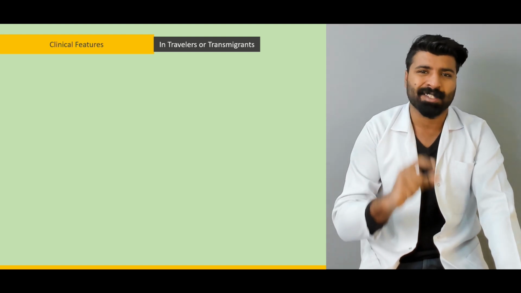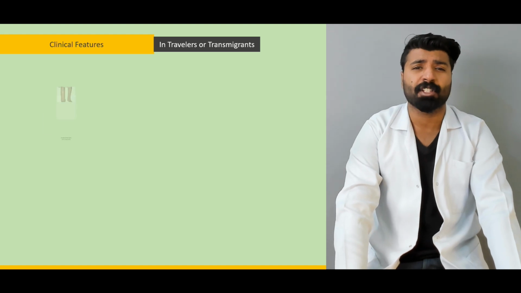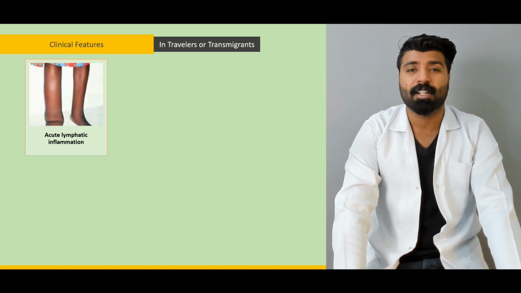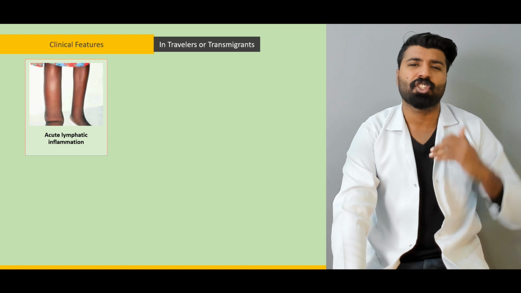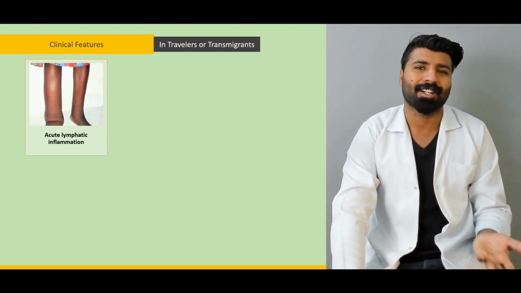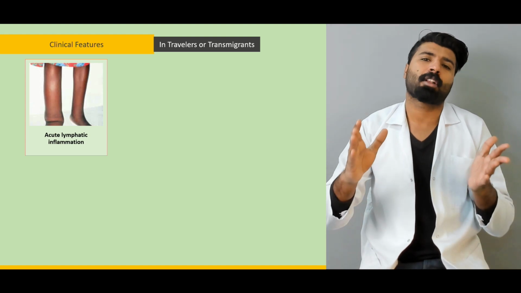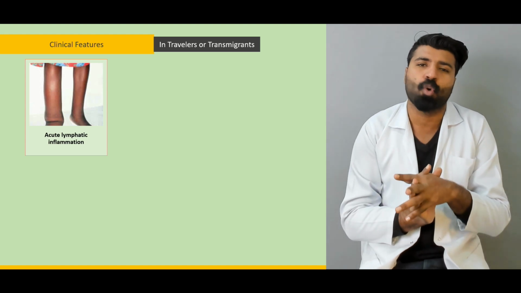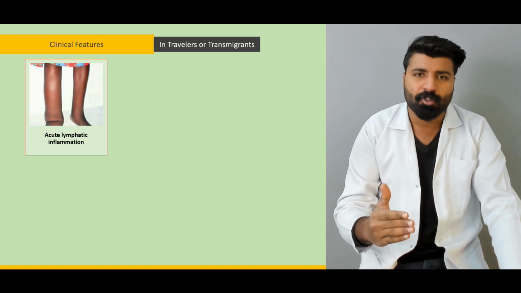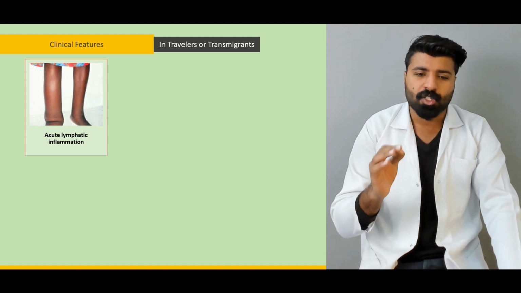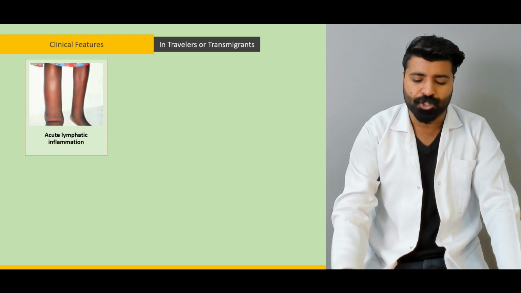So what you'll see in those patients, or the clinical features that you'll look for, is acute lymphatic inflammation. It's acute, not chronic yet, because they have just been transmitted with this disease. It's not so late yet. It's not like many thousands of parasites are lying dead in those lymphatic structures. No, it's just been introduced into your body, into your systems. So it's going to cause acute lymphatic inflammation.